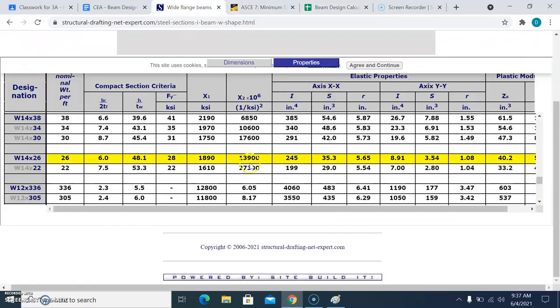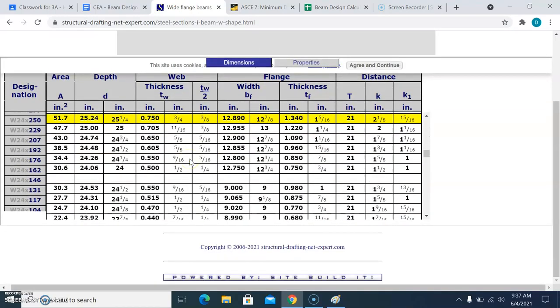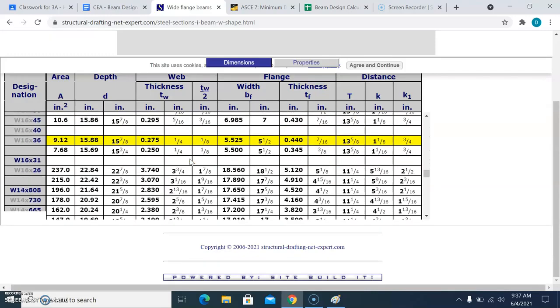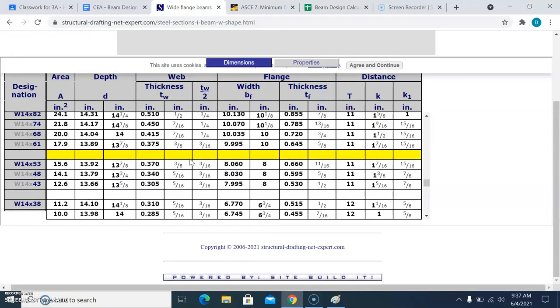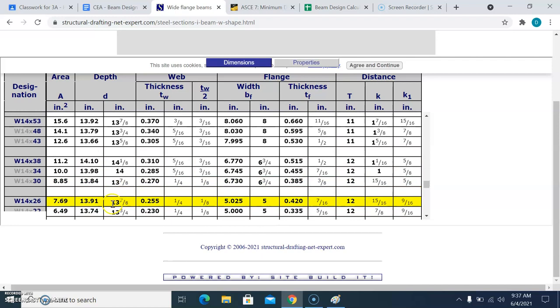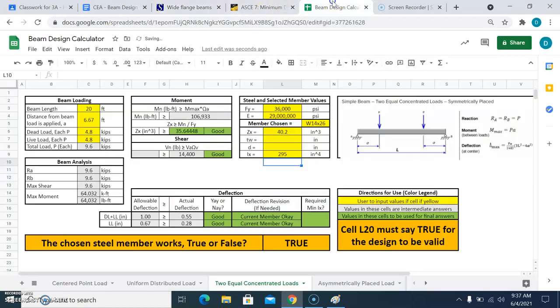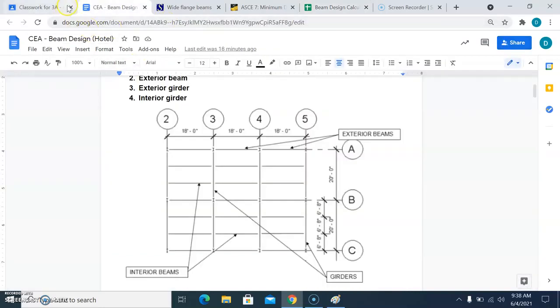Is that right or no? Okay. W14 by 26. 1391.255. Great. And now we are done with our interior girder.